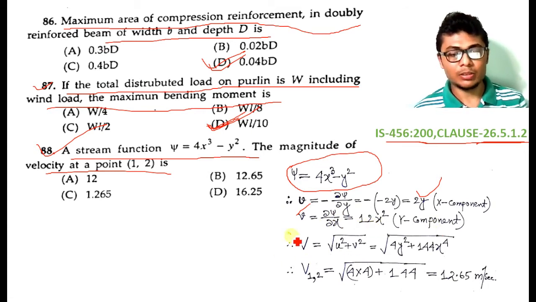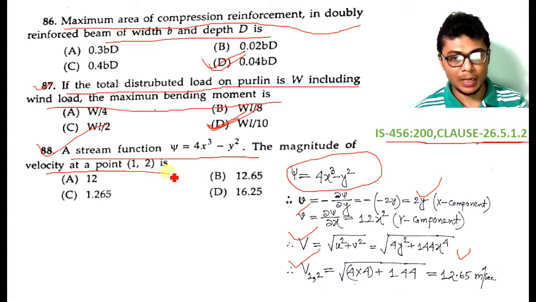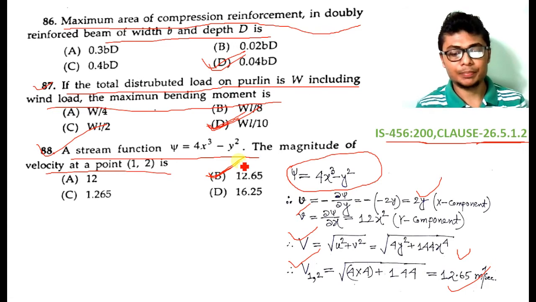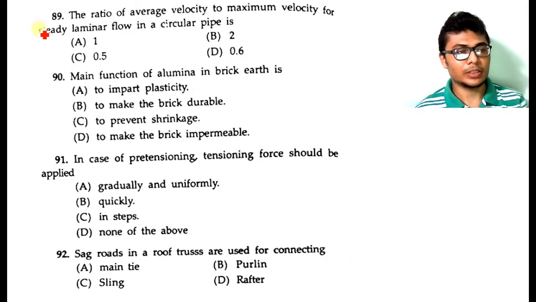Therefore the velocity will be the root of x component square plus y component square. So the magnitude of the velocity at point (1, 2), that means x equals 1 and y equals 2. Now put the values. After calculation the answer will be 12.65 meter per second. Therefore my correct answer will be option B, 12.65. Clear? See next question number 89.